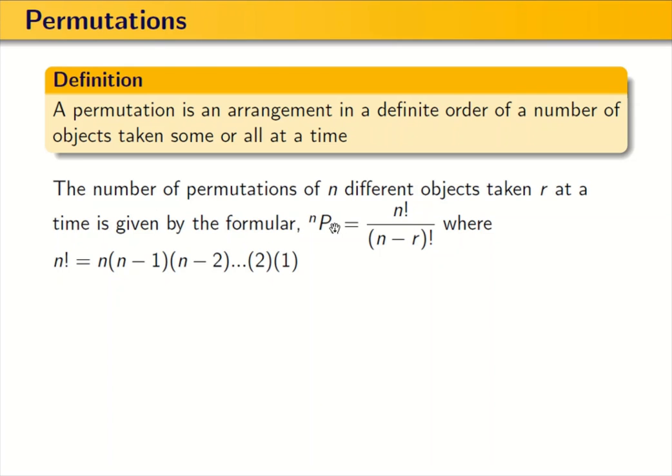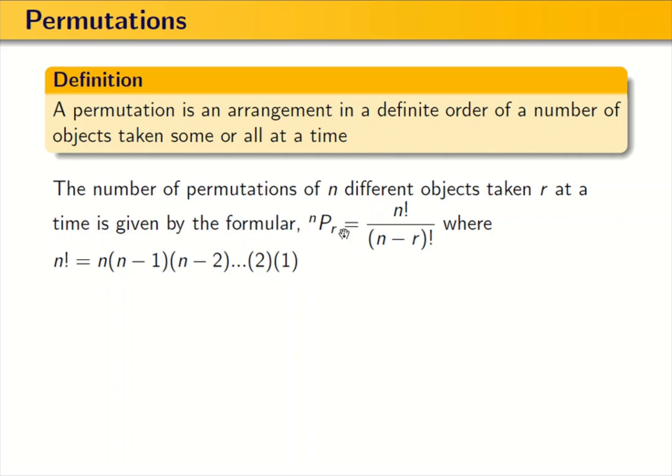So let's look at the formula. The number of permutations of n different objects taking r at a time is given by the formula nPr, and this is equal to the fraction n factorial over (n minus r) factorial.